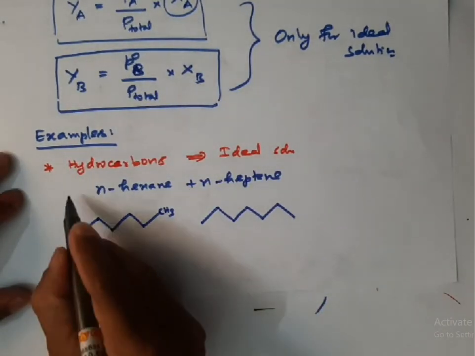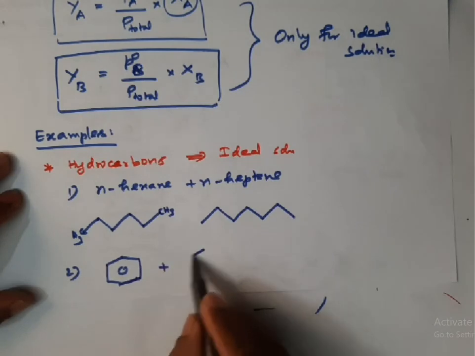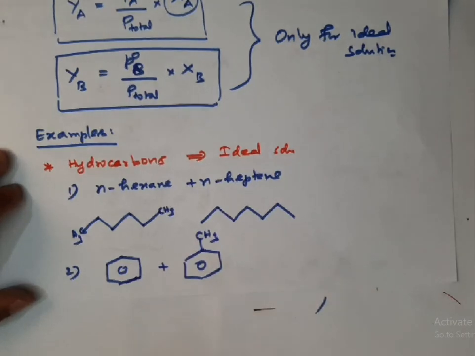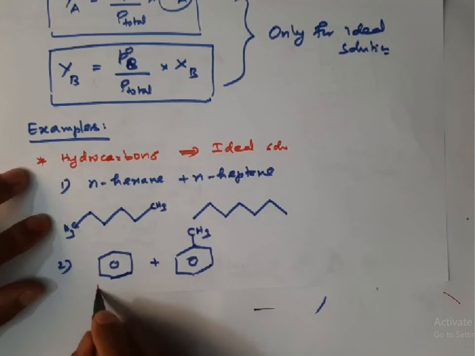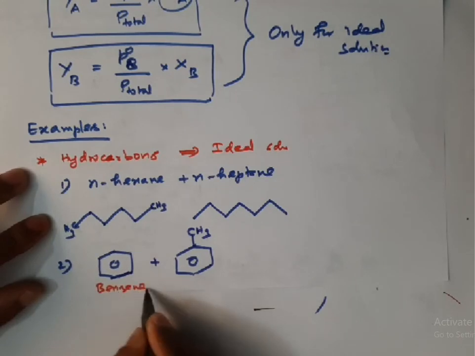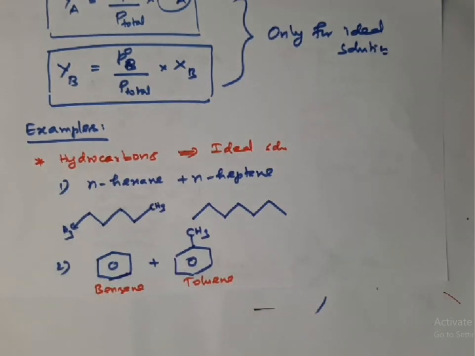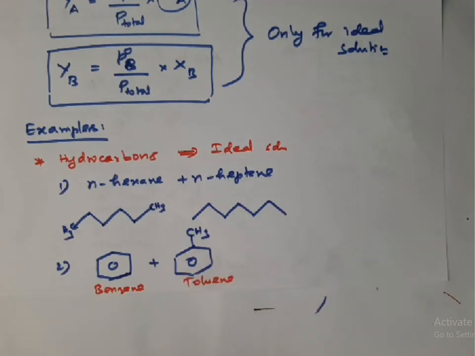Similarly, I'll take another example. This is example number 1. Another example: this hydrocarbon is called benzene, and this compound is called toluene. Both are hydrocarbons. Generally, if you mix hydrocarbons, you will get what is called an ideal solution. So benzene and toluene will give an ideal solution.